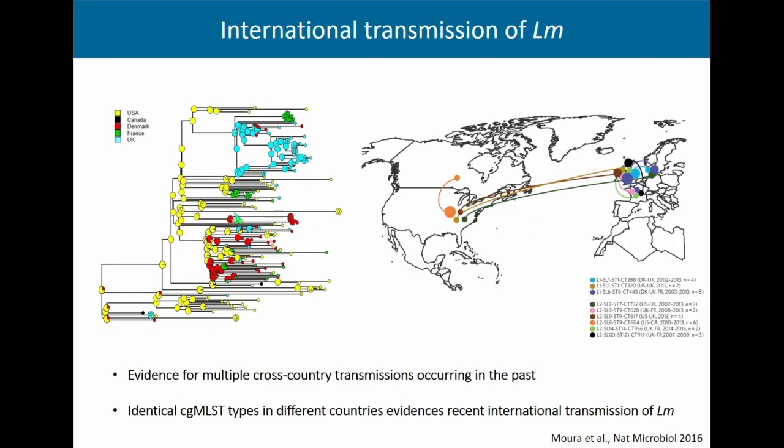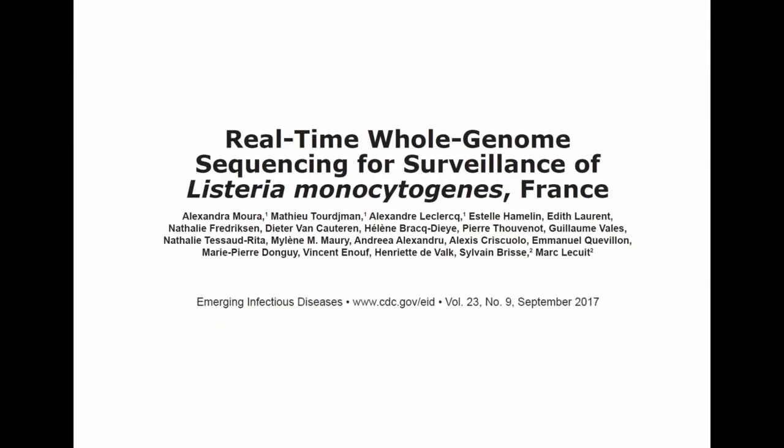This led us to show, in this phylogenetic representation based on MLST, that there is actually international transmission of Listeria monocytogenes. Here you can see circles of several colors indicating that these are made of connected strains from different countries, and this is not only within Europe, but also transcontinental transmission. So there is not only cross-country transmission, but international transmission that is ongoing for Listeria monocytogenes. And we could discuss how this happens, but we don't really have time now.